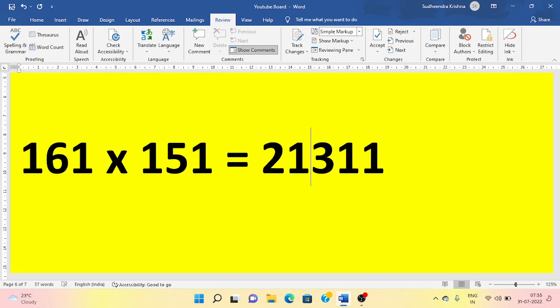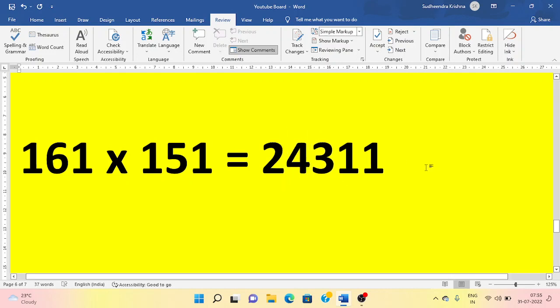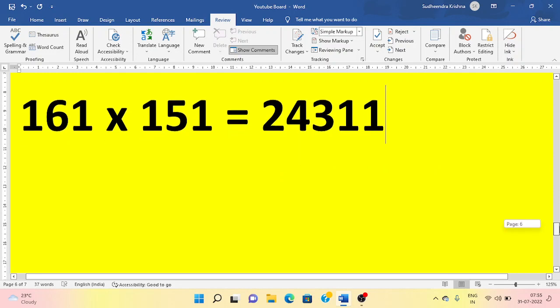So on the left side of 3 we already have 21. 21 plus 3 will give you 24. So this is the required answer. So 161 into 151 is equal to 24,311. It's as simple as this.